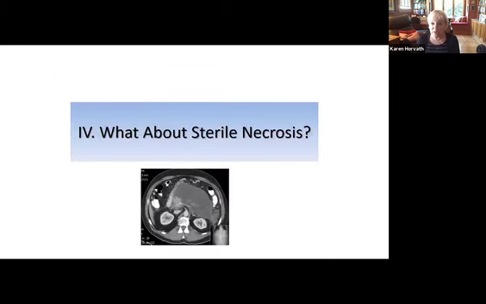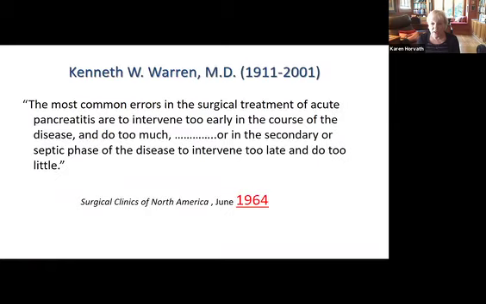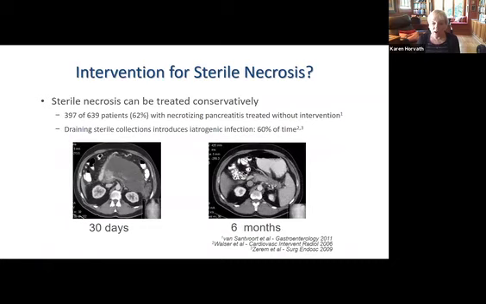All right, what about sterile necrosis? In 1964, Dr. Ken Warren said, the most common errors in the surgical treatment of acute pancreatitis are to intervene too early in the course of the disease and do too much, or in the secondary or septic phase of the disease to intervene too late and do too little. This is absolutely still true today. And so I think it's really important for us to remember that sterile necrosis can be treated conservatively in about 60% of patients without any intervention at all.